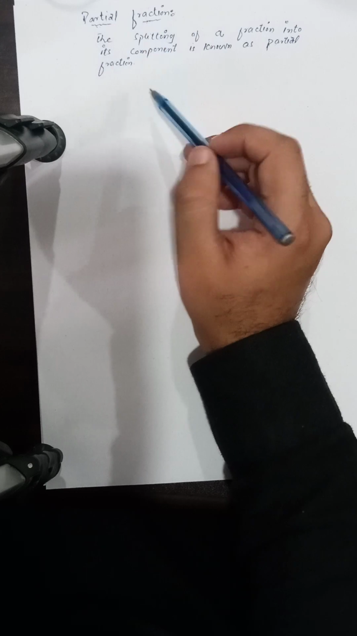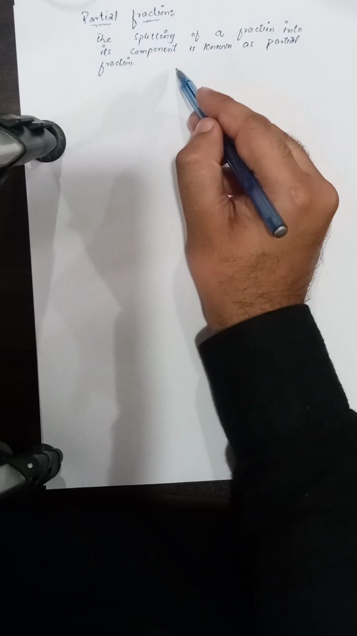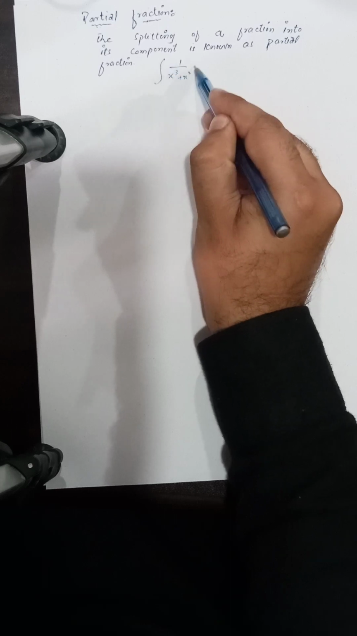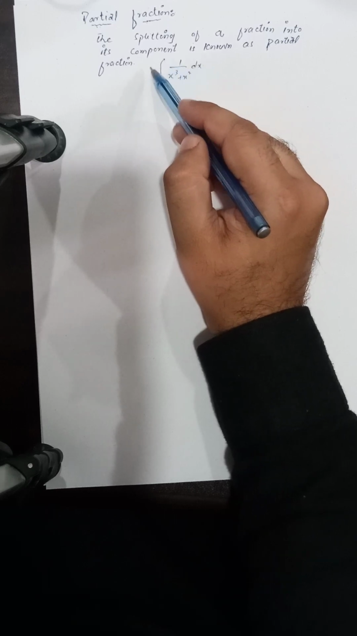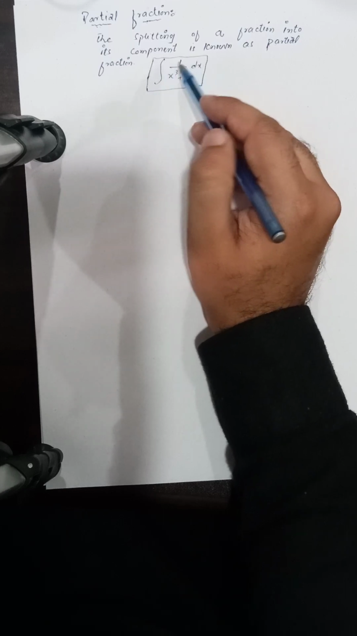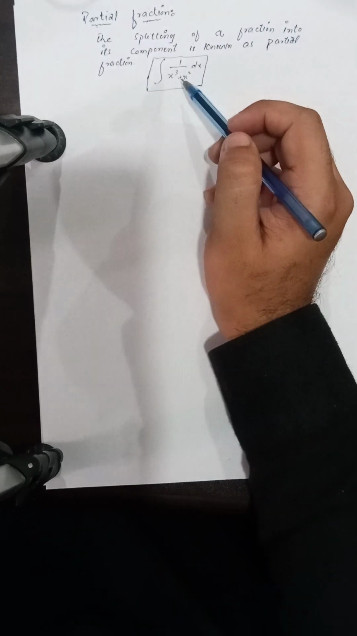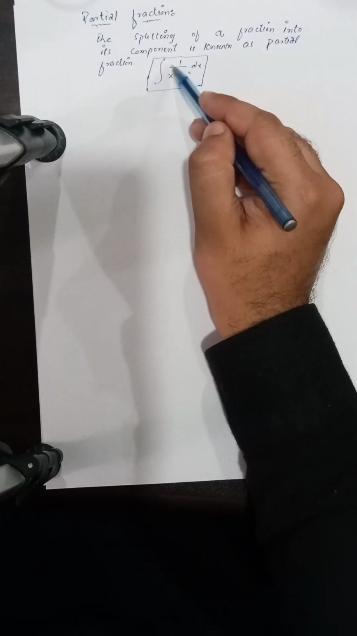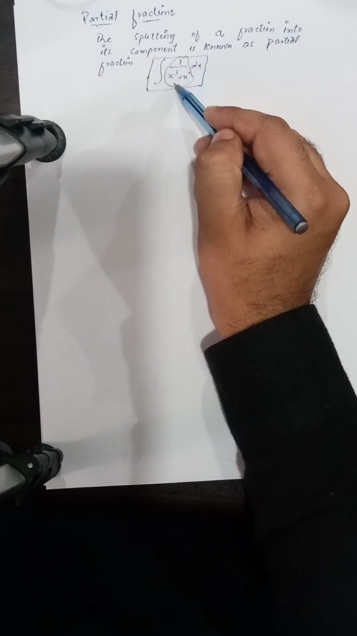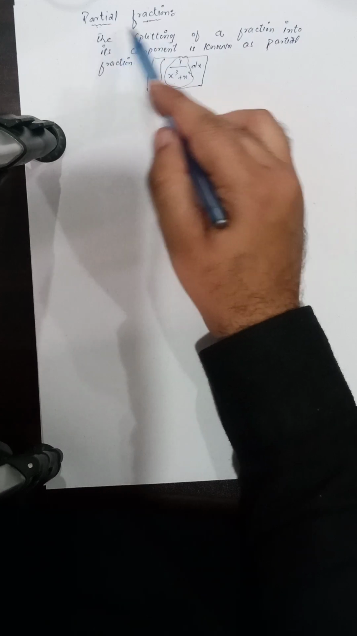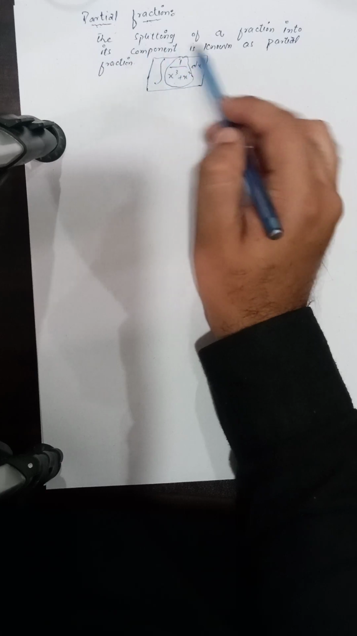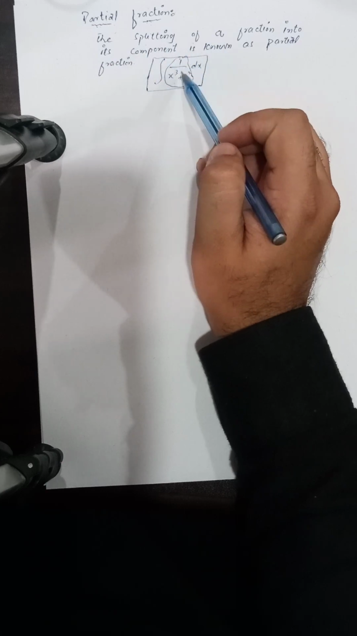For example, if someone gives us an integration which is x cube plus x square dx, and asks us to find its integration, we cannot find it directly. First we have to split this fraction into its components, and we can split this fraction into its components with the help of partial fraction. So with the help of partial fraction we can split any fraction.